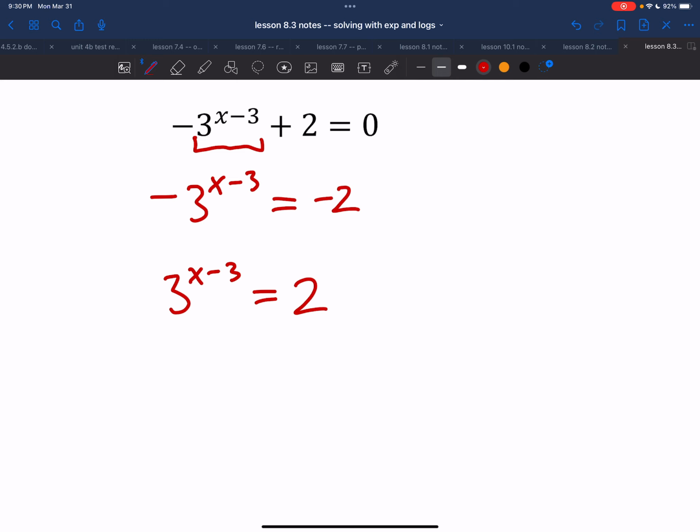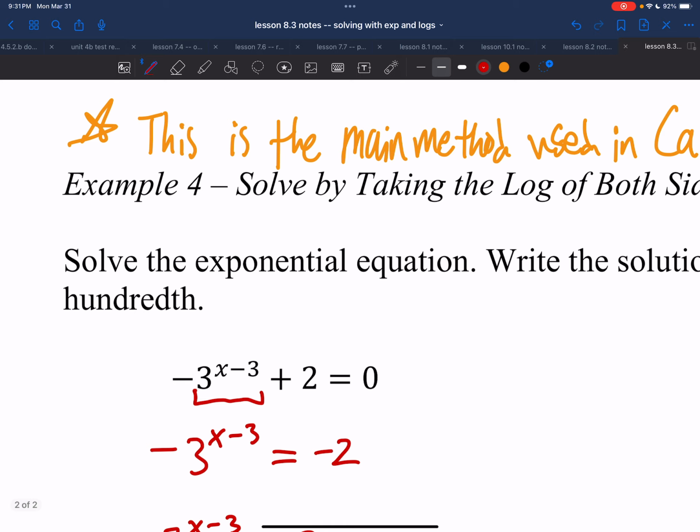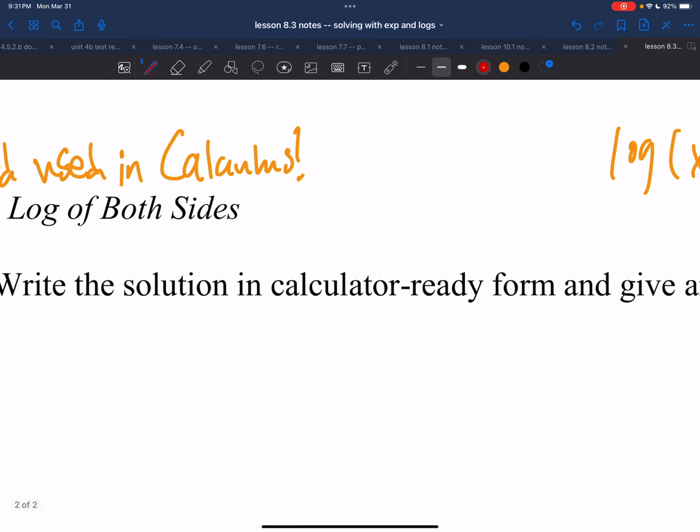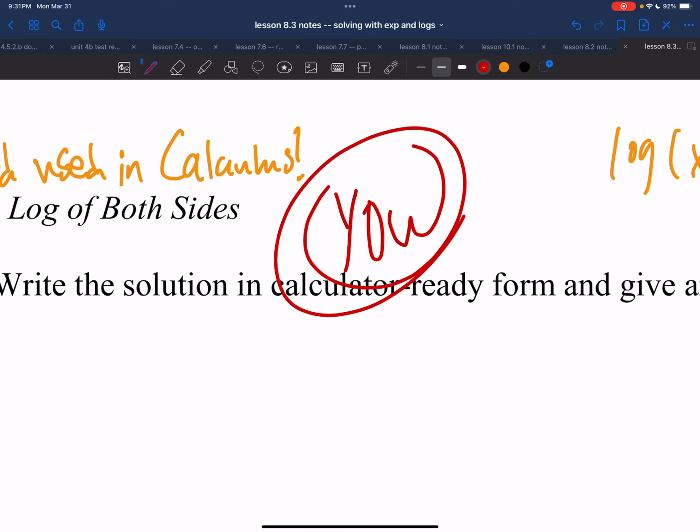Now, here is what natural log, or here's what log of both sides means. When you take the log of both sides, you choose the log. Yeah, you choose. Okay, it can be any base you want.